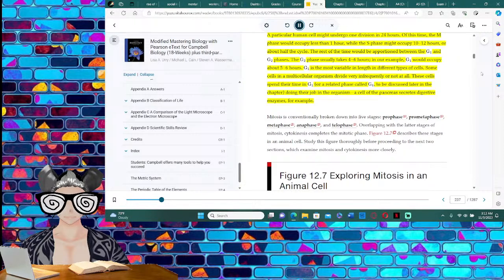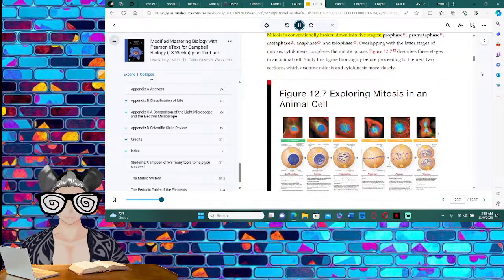Some cells in a multicellular organism divide very infrequently or not at all. These cells spend their time in G1, or a related phase called G0, to be discussed later in the chapter, doing their job in the organism. A cell of the pancreas secretes digestive enzymes, for example.